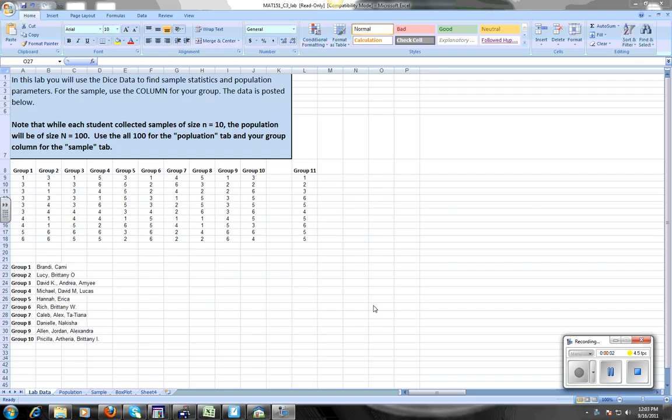Okay, I have a normal length video now that I have my regular software about how to go through Excel for this lab. Here is the lab data. This is your first sheet on your Excel spreadsheet. I added in a group 11 that we'll work through. The first thing I'm going to do is highlight this data and select it.